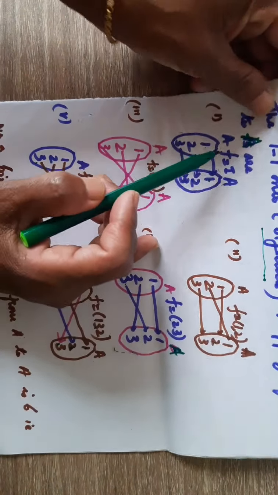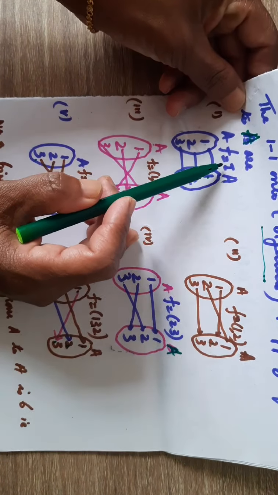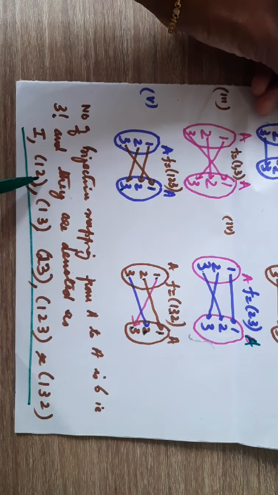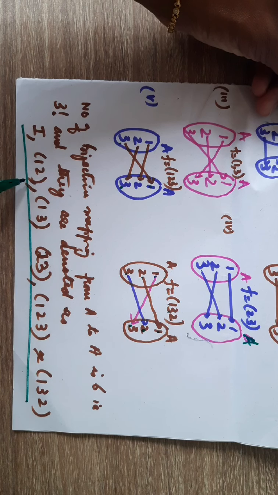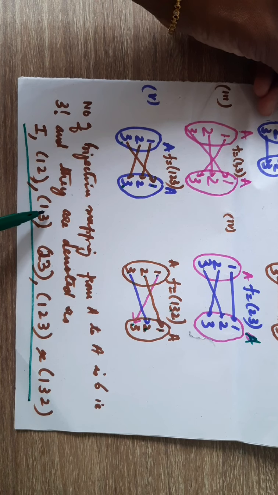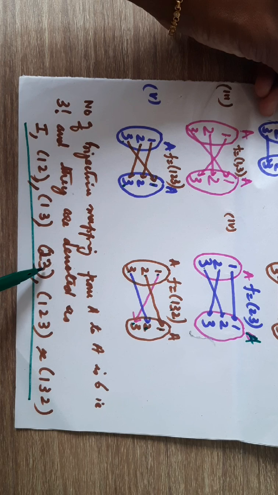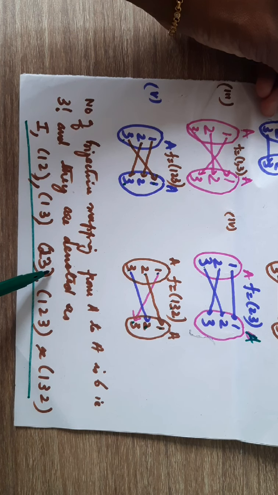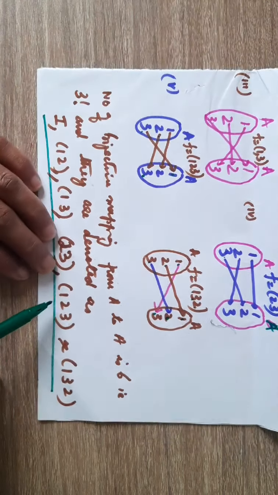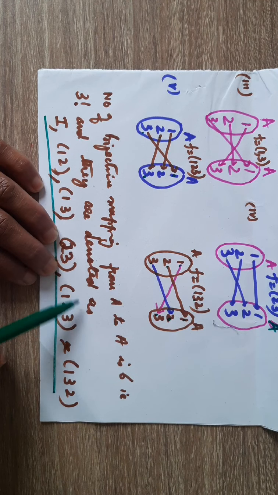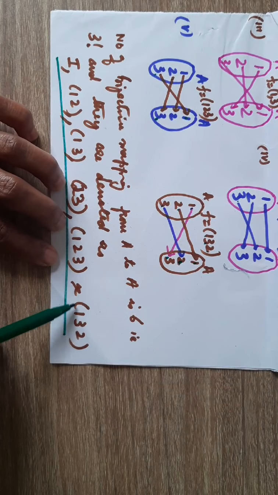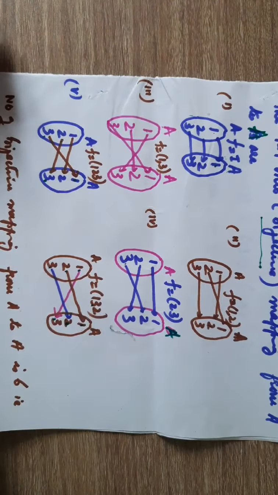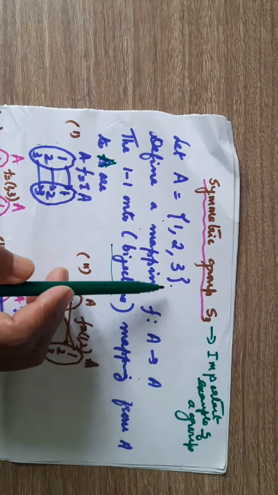So the first one-one onto mapping is the identity mapping, the one denoted by I. The second one is (1 2), that means 3 is fixed here, that is 3 is mapped to 3. In (1 3), 2 is fixed, that is 2 is mapped to 2, and in (2 3), 2 is to 3, 3 is to 2, and 1 is missing here, meaning that 1 is mapped to 1 itself. The next one is 1 is mapped to 2, 2 is to 3 and 3 is to 1, and the last one is (1 3 2). So these are the 6 bijective mappings that you can have from a set A to itself.